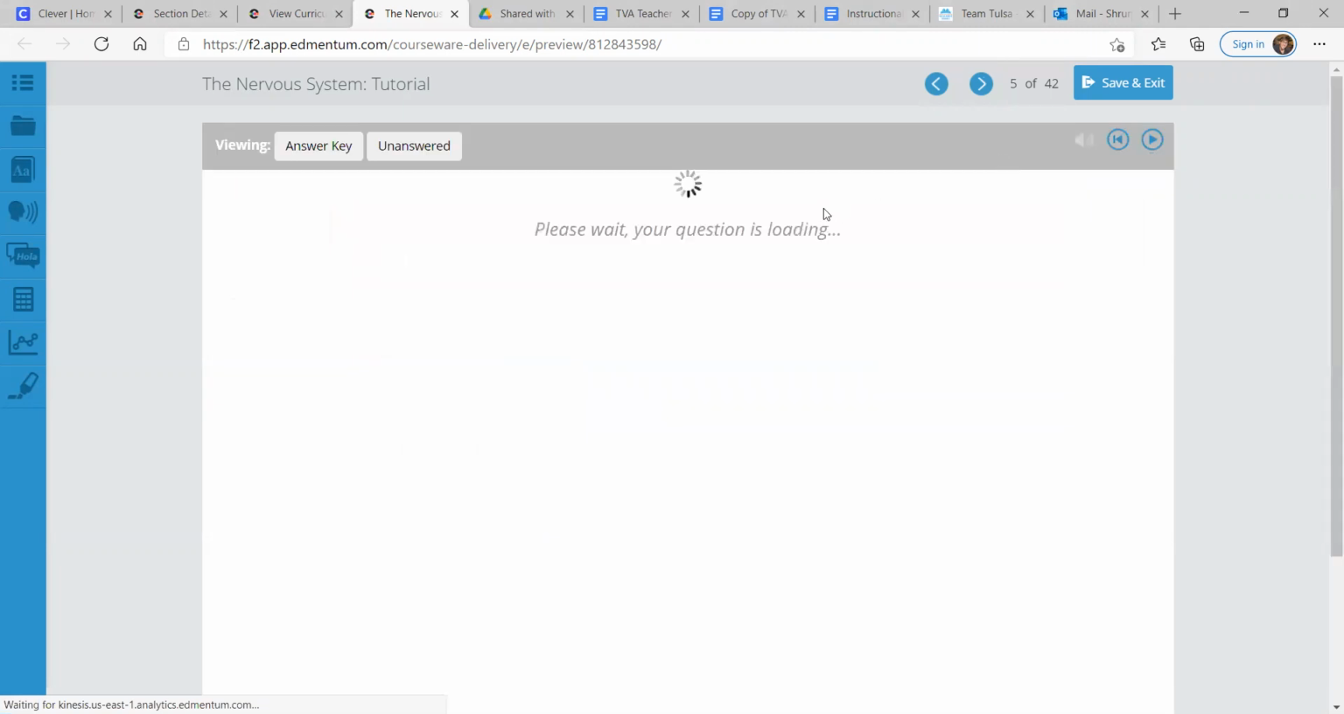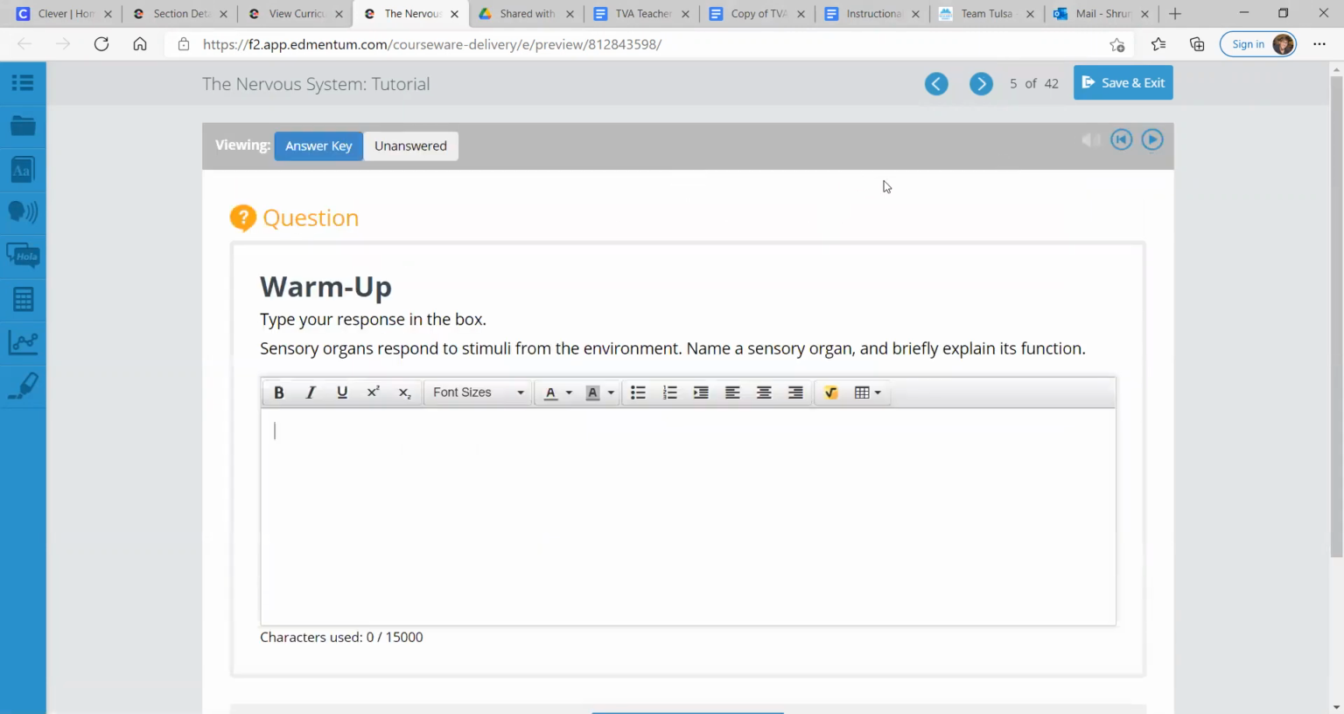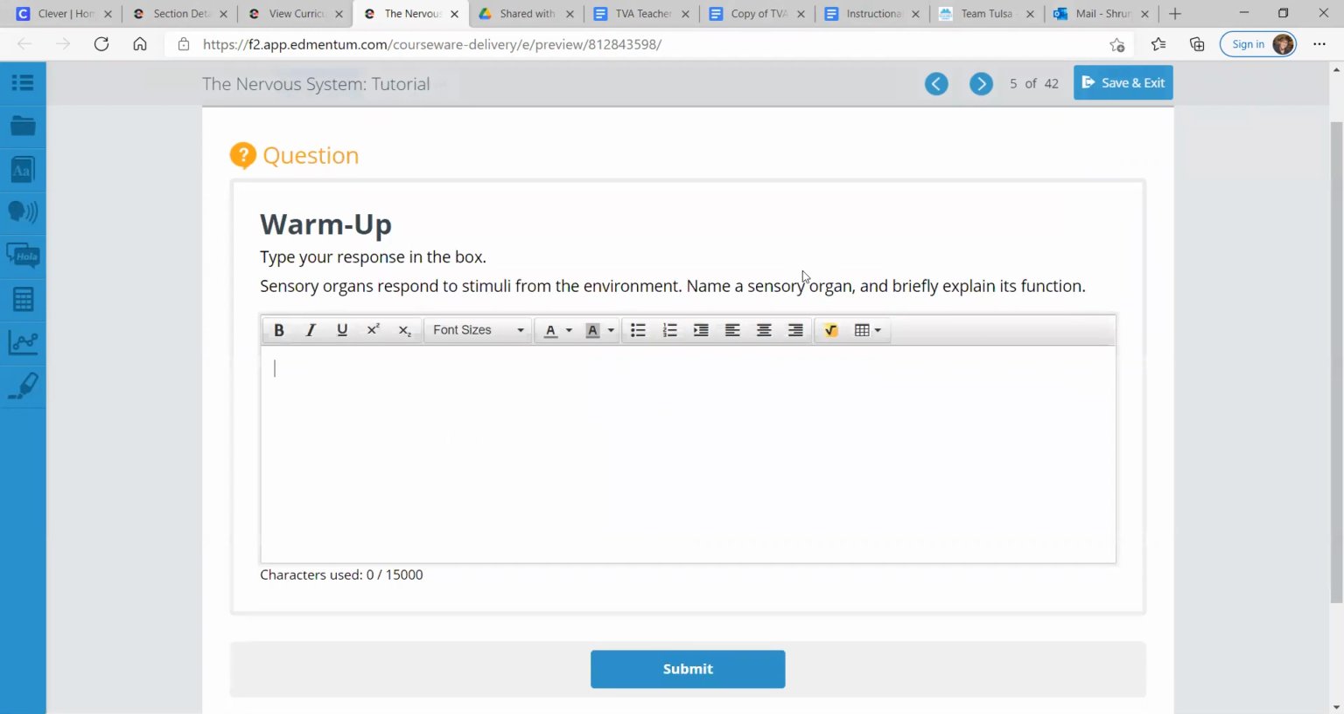Here's the tutorial. Here's the warm-up question. Sensory organs respond to stimuli from the environment. Stimuli is any activity from your environment. Can you name a sensory organ and then briefly, very briefly explain what it does?